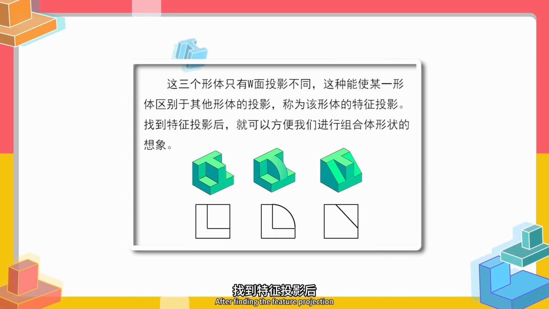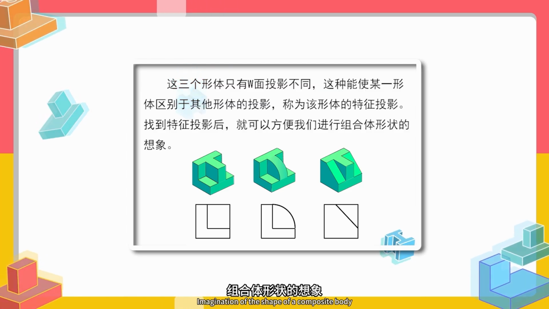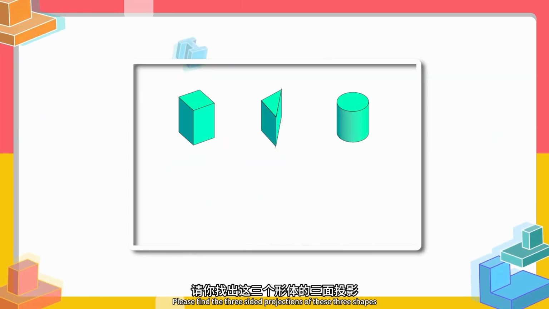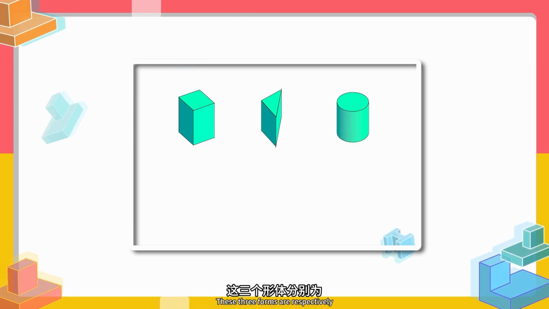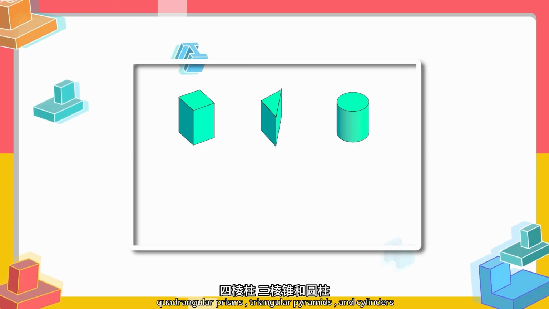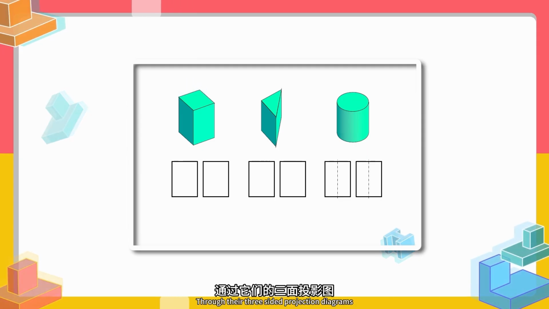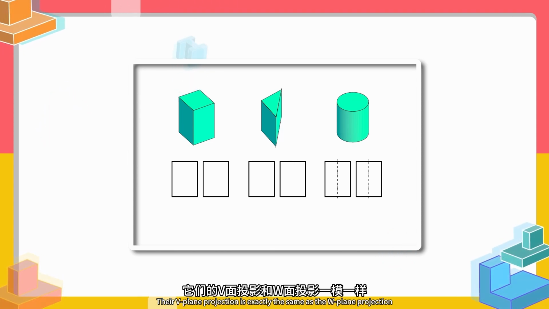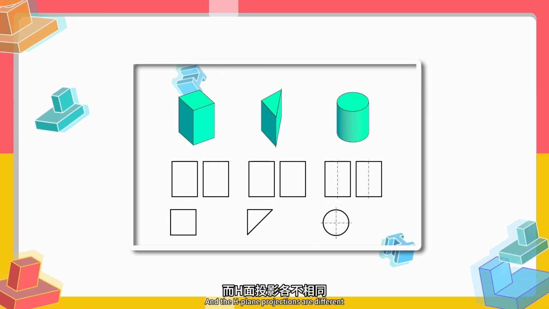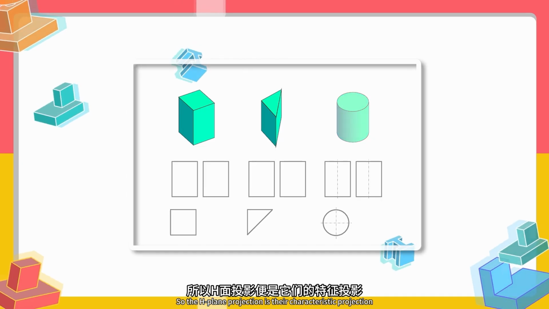After finding the feature projection, it will be convenient for us to imagine the shape of a composite body. Please find the 3-sided projections of these 3 shapes. These 3 forms are respectively a quadrangular prism, a triangular pyramid, and a cylinder. Through their 3-sided projection diagrams, we can see that their V-plane projection is exactly the same as the W-plane projection, and the H-plane projections are different, so the H-plane projection is their characteristic projection.